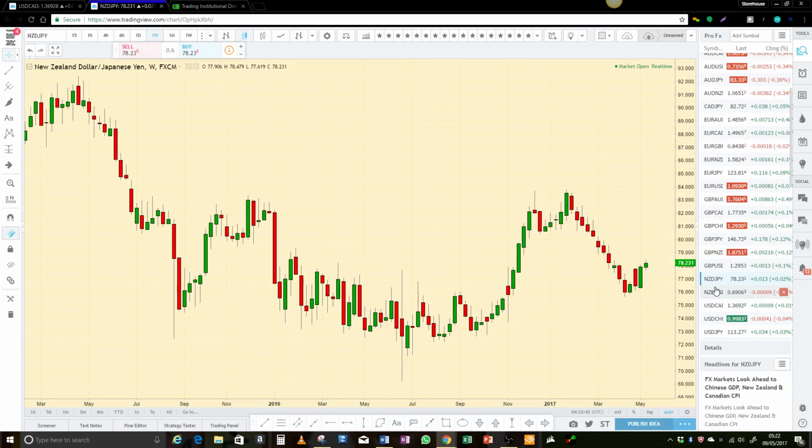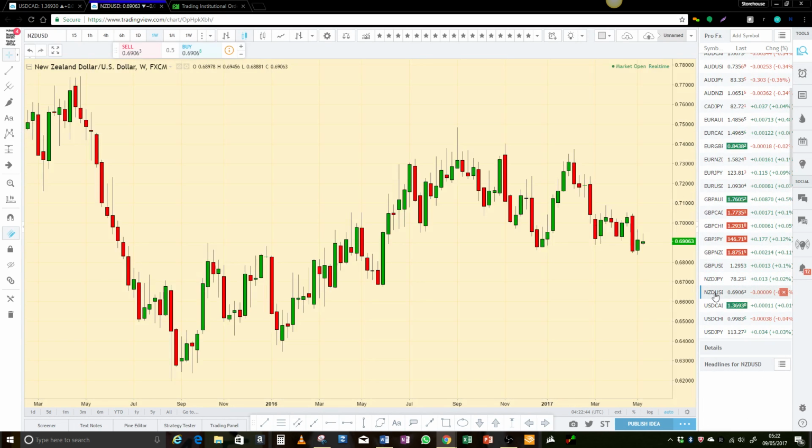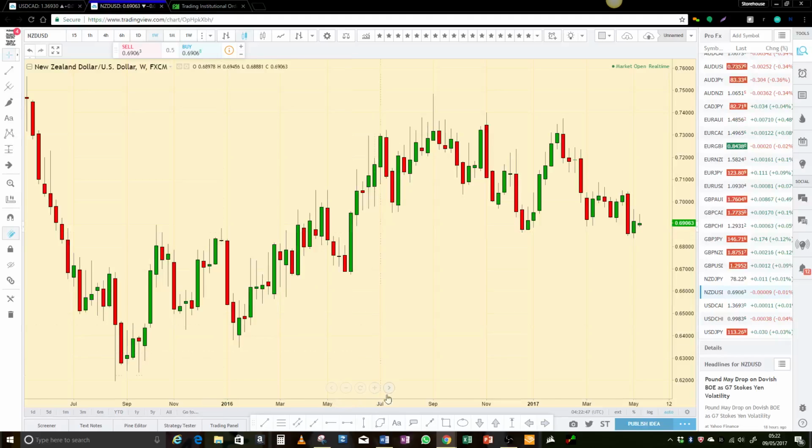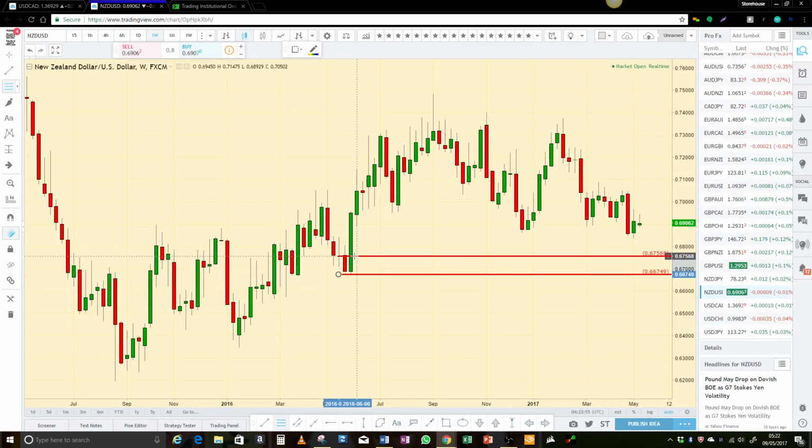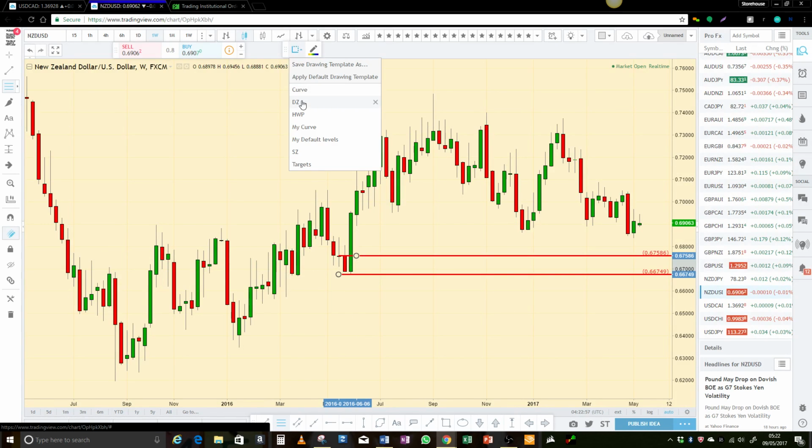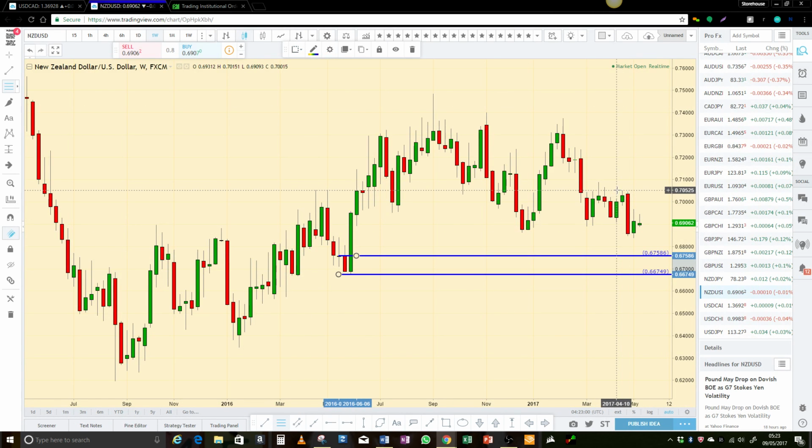Let's start with the New Zealand US dollar. So on the weekly scale, what we see is that we have some demand sitting in here, and we have some supply newly created here as well. You might want to extend it to sort of the whole area, but this is the actual area where the prices fell from. So those are the two areas looking at the weekly chart.